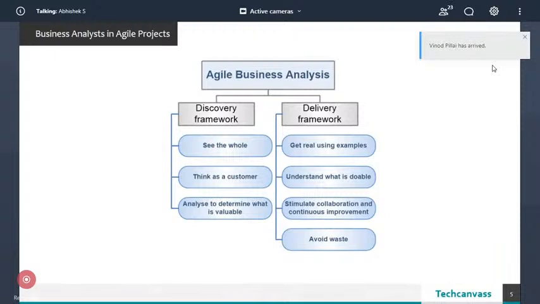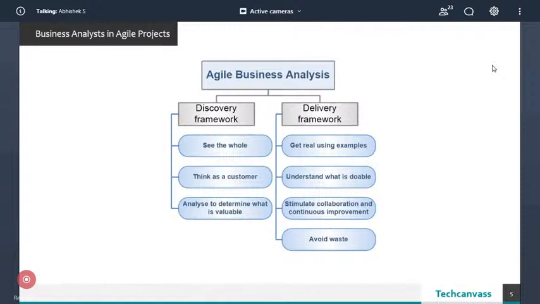If it is a new domain that you're not aware of, as a business analyst you'll have to make some effort to understand the domain your customers are dealing with, and then visualize everything on a broader picture. The next principle is think as a customer. You need to think of yourself as an end user. If you were an end user, how would you have used the solution you're talking about? That kind of thought process is required when you work as a business analyst.